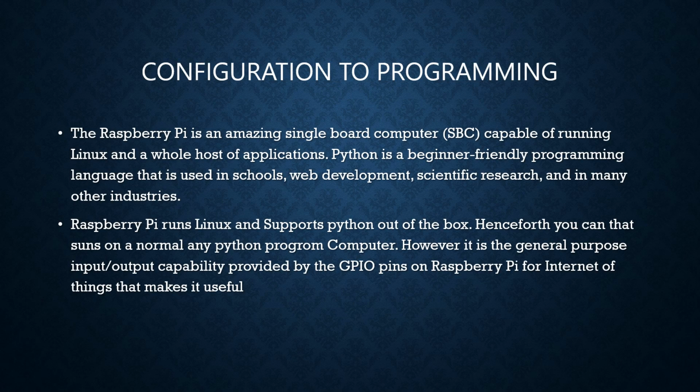Programming: Raspberry Pi is an amazing single board computer capable of running Linux and a whole host of applications. Python is a beginner-friendly programming language that is used in schools, web applications, scientific research and many other industries. Raspberry Pi runs Linux and supports Python out of the box. Hence, you can run any Python program as on a normal computer. However, it is the general purpose input-output capability provided by the GPIO pins on a Raspberry Pi for IoT that makes it useful.